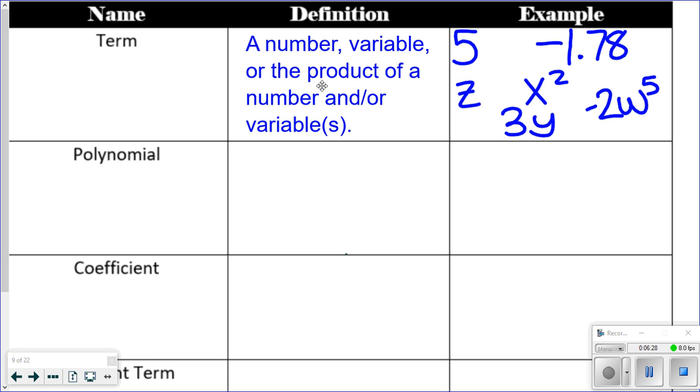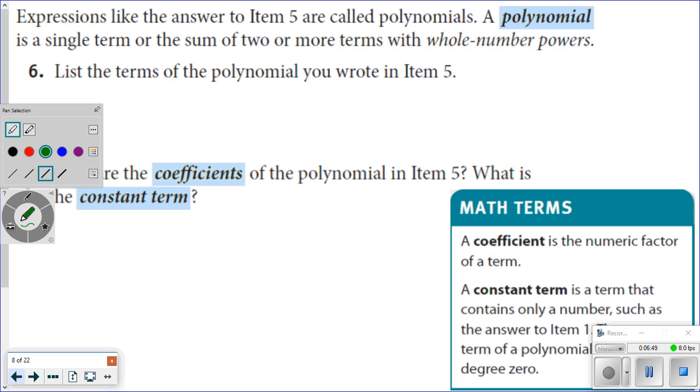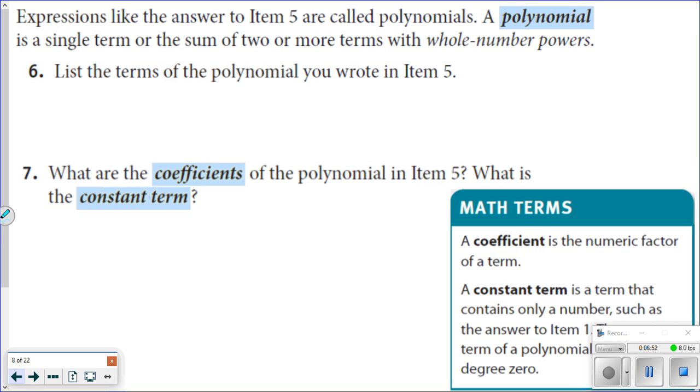So in your book on page 356, we are going to answer questions 6 and 7. So expressions like the answer to number 5 are called polynomials. A polynomial is a single term or the sum of two or more terms, and they have to have whole number powers, whole number exponents. So this is another vocab term, and we're going to add it on our list in just a second. But let's focus on question 6.